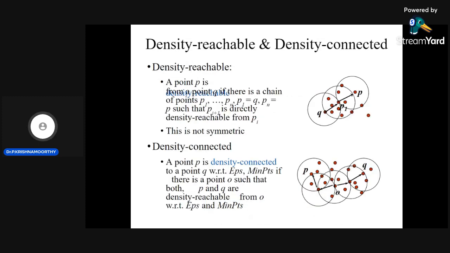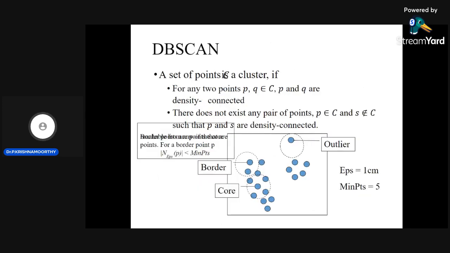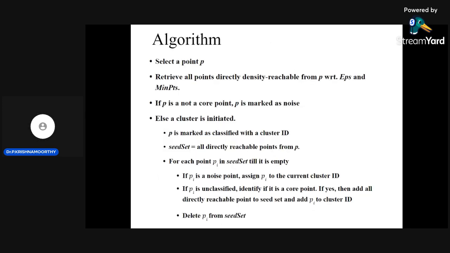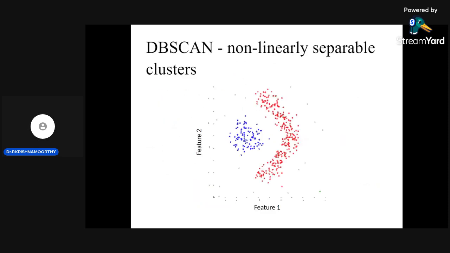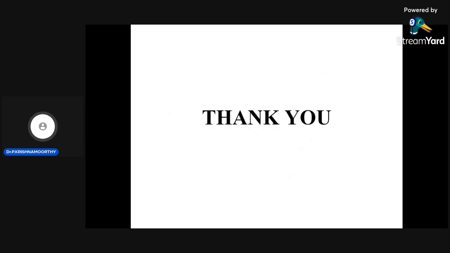Density reachable, density based reachable, and density based connected objects are also mentioned here. The algorithm is given here. We have nonlinearly separable clusters in DBSCAN. So the classification and clustering differentiation is discussed now.